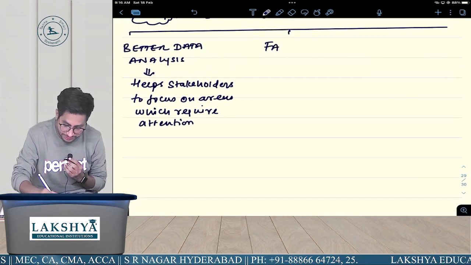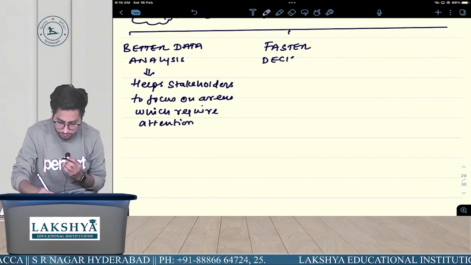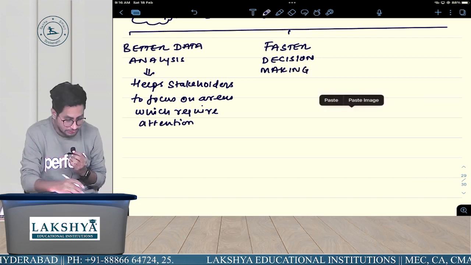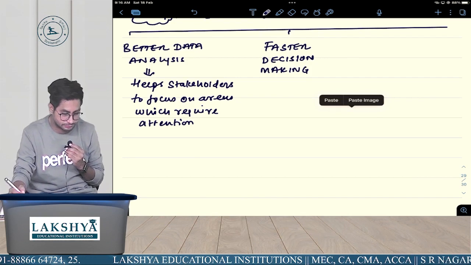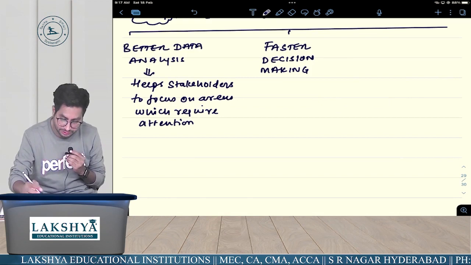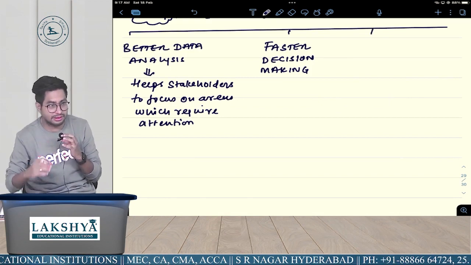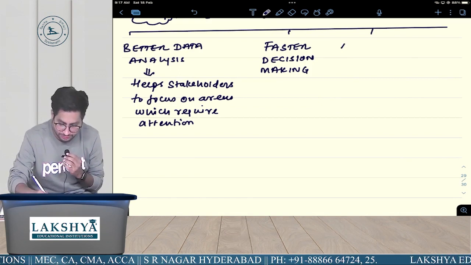That is our second reason: faster decision making. Reason number two is faster decision making. Clear? Reason number three, sir, when I visualize the data, will it become more complicated or less complicated? Less complicated.